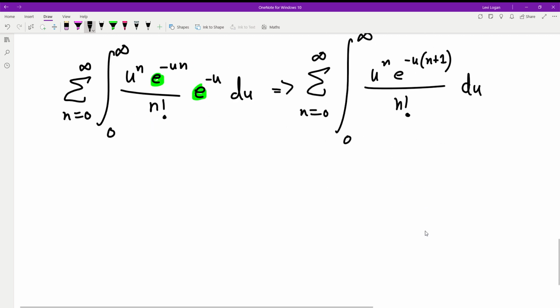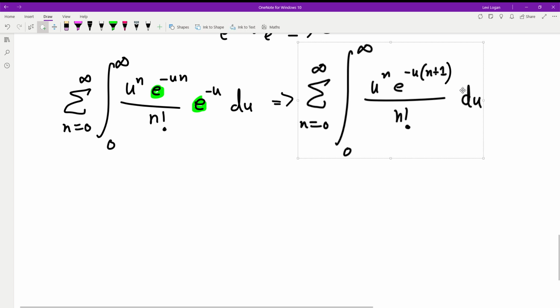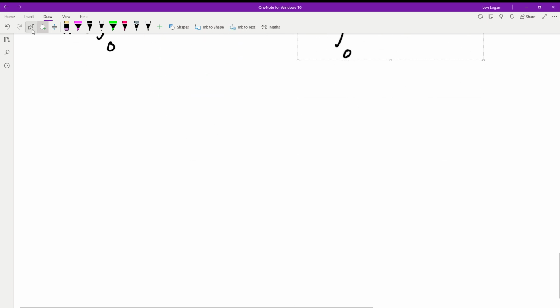Righto, so now we've got this here. So let's just copy that, because I'm sick of writing it out a couple times. So move that down here.